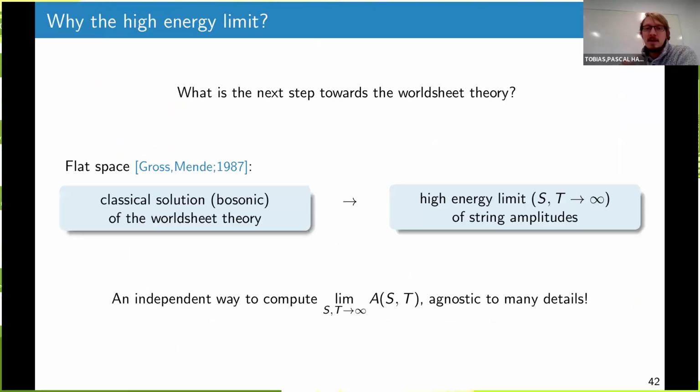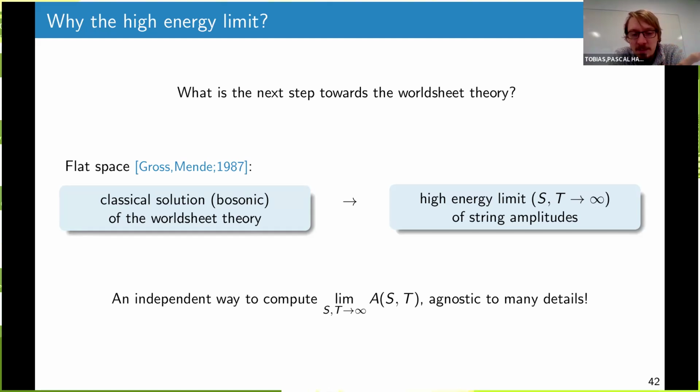Okay, so then we thought, what's the next step towards the worldsheet theory? We would like to do at least some computation on the worldsheet that we can compare to. Gross and Mende showed in flat space that by computing a classical solution to the worldsheet theory, you can reproduce the high energy limit of string amplitudes.